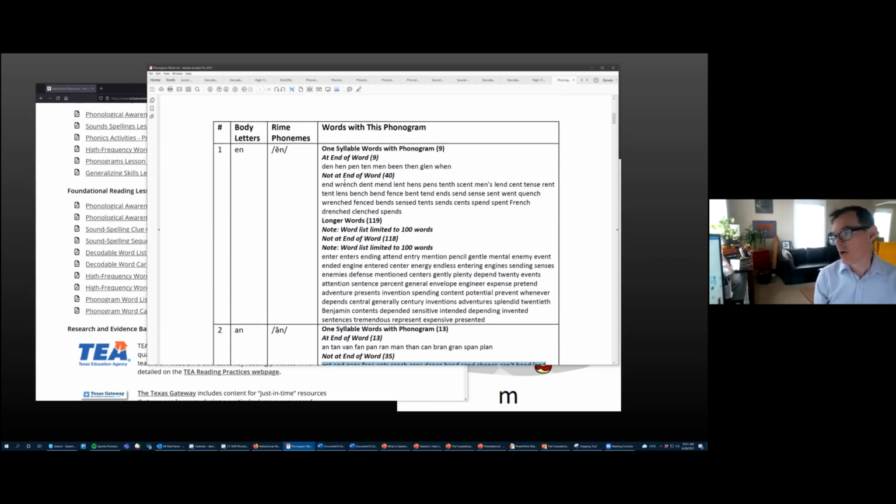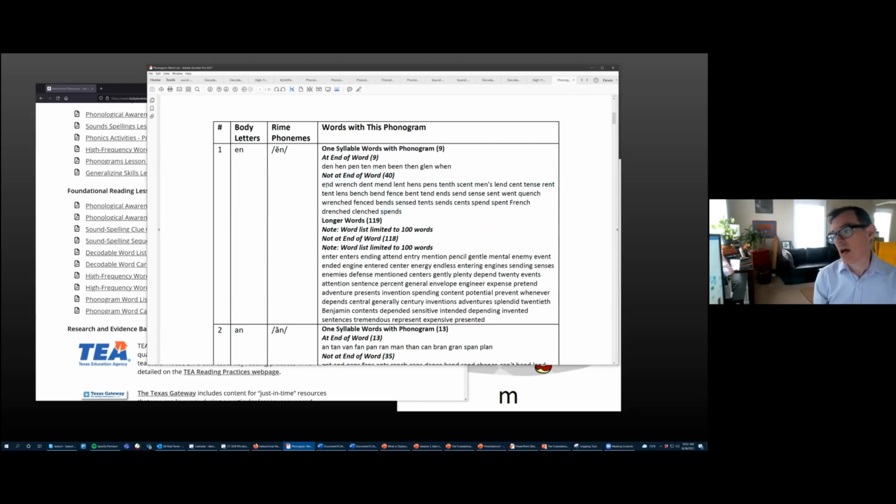In other words, you could do the word pen, even if you haven't taught the e and the n or even the p sound. That's one thing. And also they don't have to be at the end of the word. Some people don't teach that they have to be at the end of the word, so you can do that also.